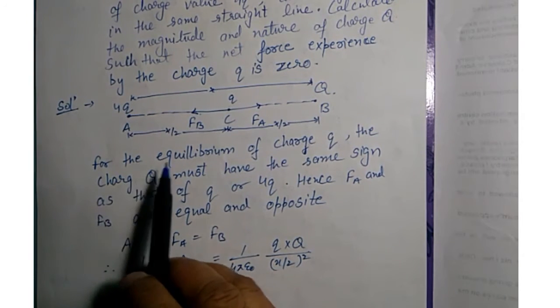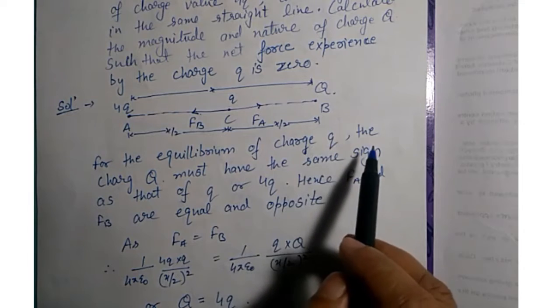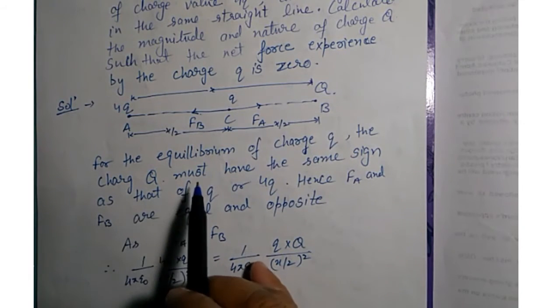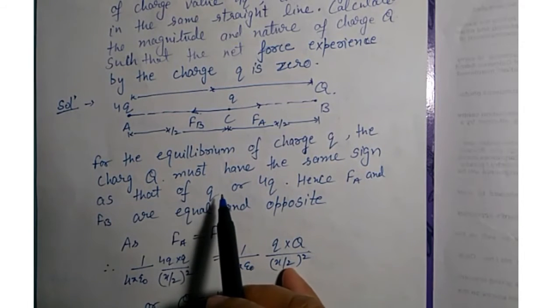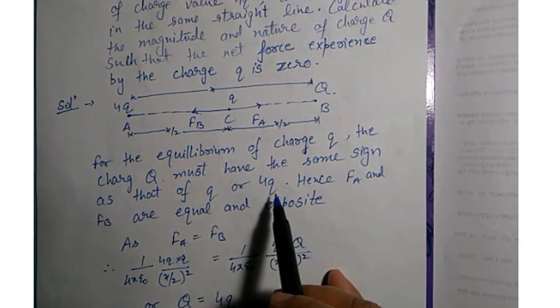So, for the equilibrium of charge q, the charge capital Q must have the same sign as that of small q or 4q.